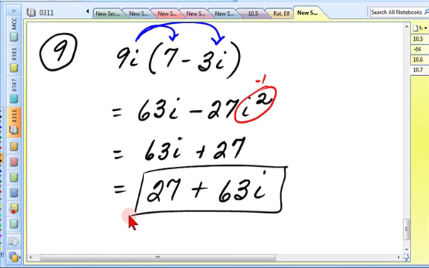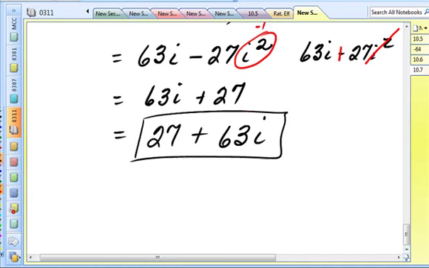Now, what I'm going to be doing in the future, when I have 63i minus 27i squared, what I'm going to do is just mark through the i squared and change the sign of the term. Because that is what happens every time. i squared is -1. You multiply it, it's going to change the sign. Okay? Let's go to 10.